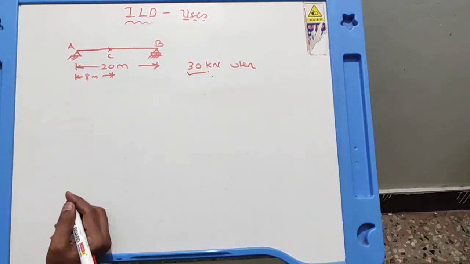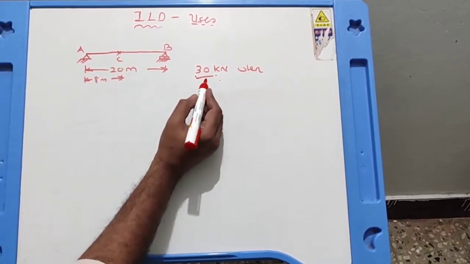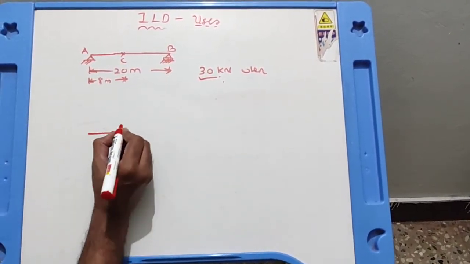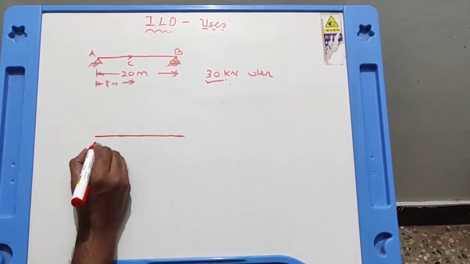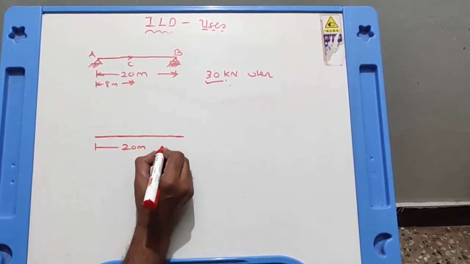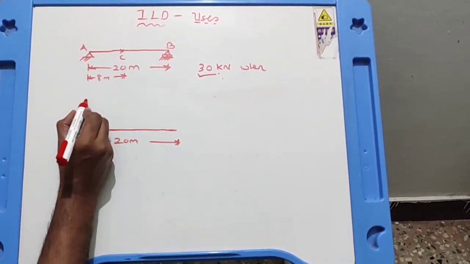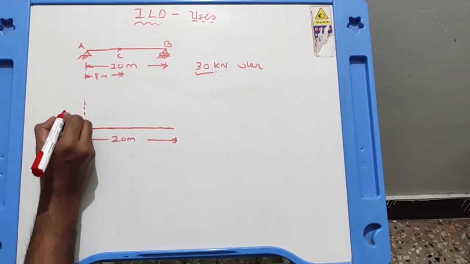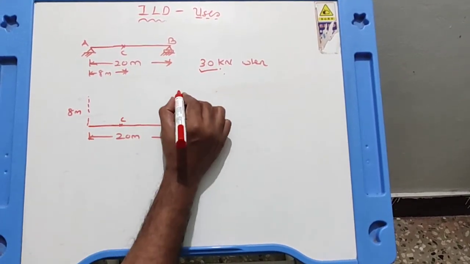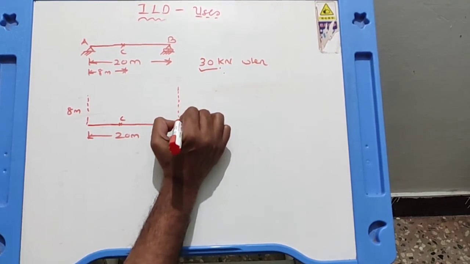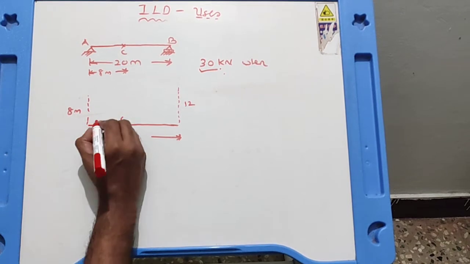Now let us see, my dear students, how to find bending moment at C due to 30 kilonewton occupying at C. For that we need to draw influence line diagram for bending moment at C. The procedure is to draw a horizontal line of 20, that is the span of the beam. What is the next step? This is 8 meters, so erect 8 meter here. This is section C. And erect how much here? Remaining total is 20, so this portion is 12. So erect 12 here. Join this first.